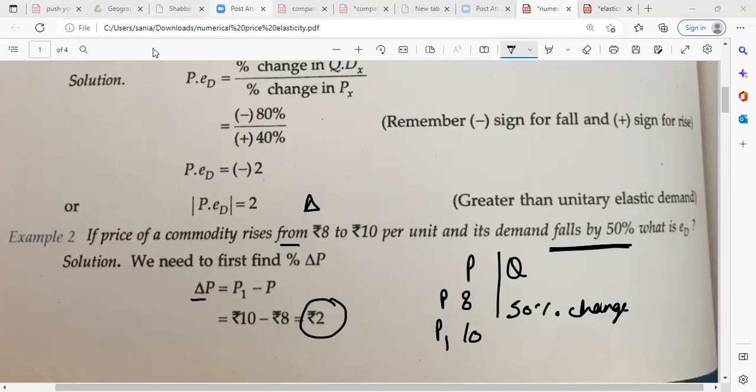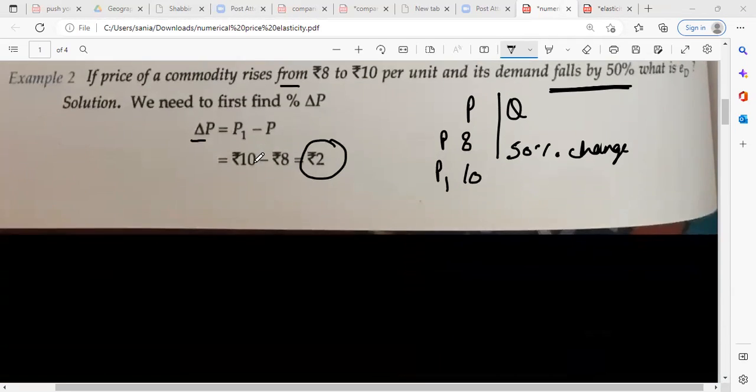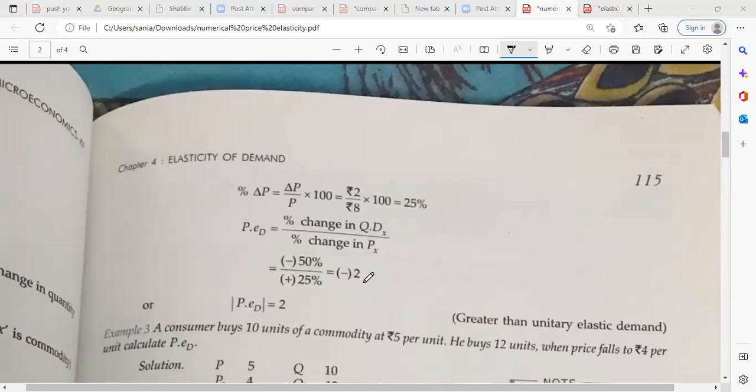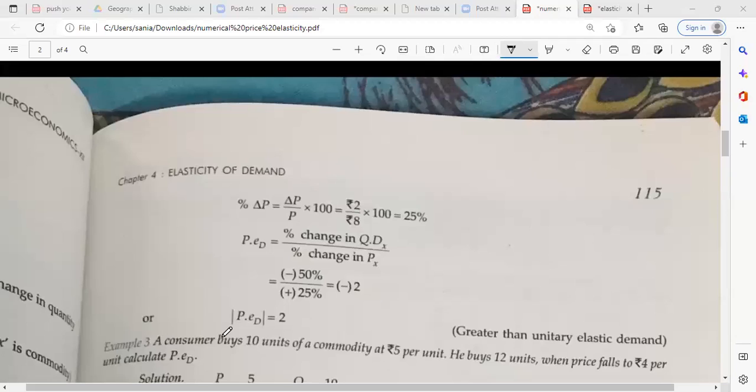Done, Ritika? Yes, ma'am. Okay. So you got the same answer. Yes, ma'am. Minus 2 and 2. Yes. Okay. Now you will try example number 3.